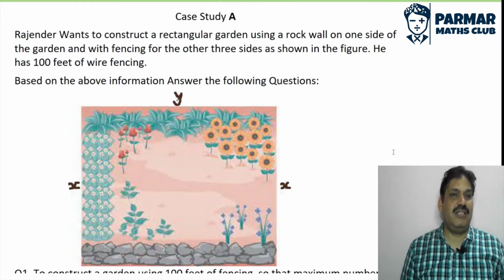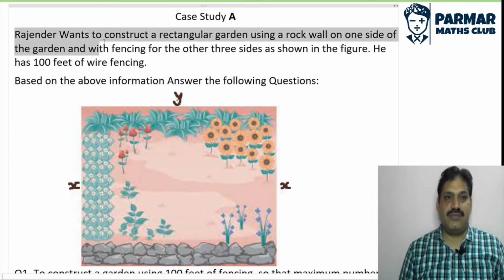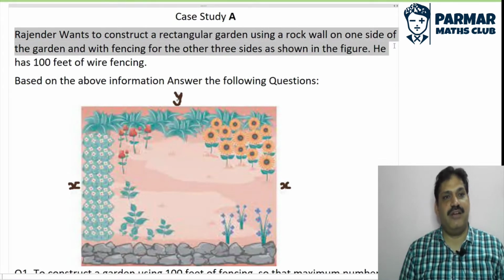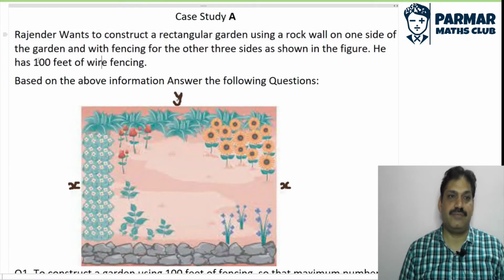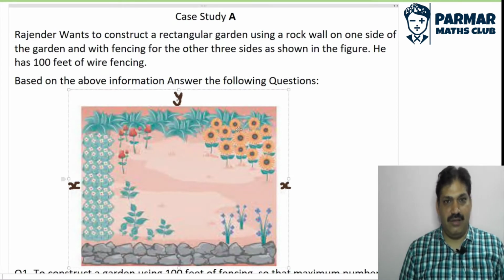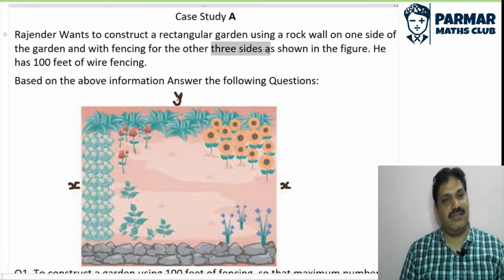See, let's take this case study. Here it is given that Rajendra wants to construct a rectangular garden using a rock wall on one side of the garden and with fencing for the other 3 sides as shown in the figure. He has 100 feet of wire fencing. Well, obviously at one side the rock is given. That means this side fencing will not be done. It is very clearly written that the fencing is to be done on the 3 sides.